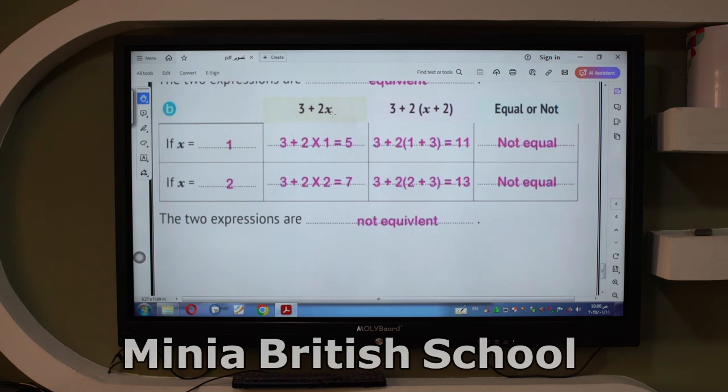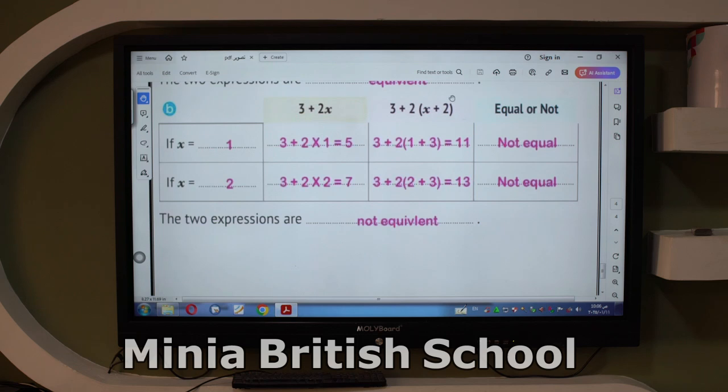Then I will take x and put its value 1. 3 plus 2 times 1. Answer times first. Don't say 3 plus 2 equals 5. No. Okay, 2 times 1 equals 2. 2 plus 3 equals 5. The first expression equals 5.